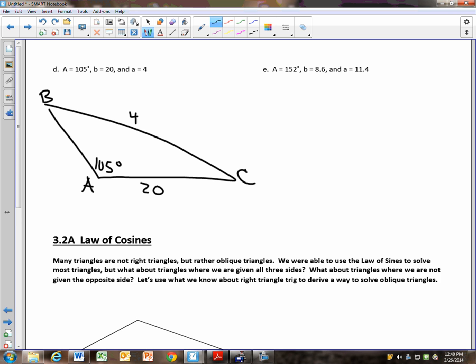I'm not even going to do any work with this triangle. I know the answer right away. You notice anything interesting about this triangle? Why? Look at this: 105 degrees, and the opposite side is 4. That's smaller than 20. Is that possible? No way. So I don't even have to do any work. If you see that on the test, you just say that right away.